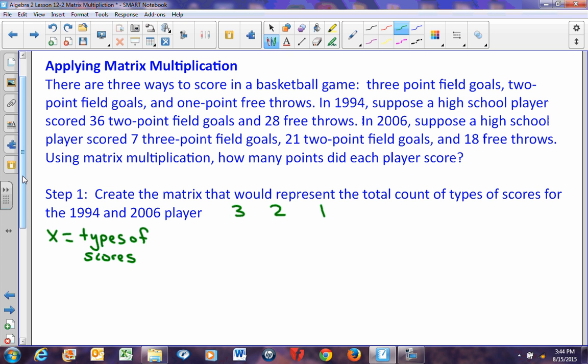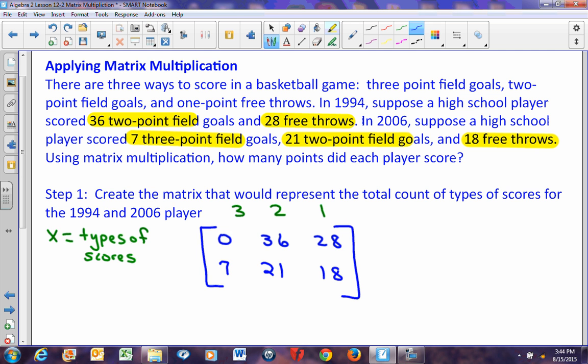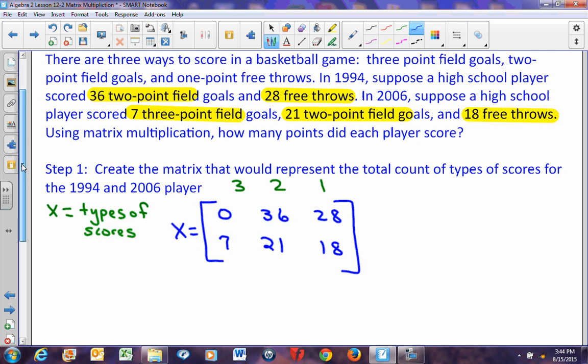Okay, so in 1994 was 36 2-point field goals and 28 free throws, which means he scored no 3-point field goals. So his row would be 0, 36, 28: 0 3-pointers, 36 2-point goals, and 28 1-point free throws. And in 2006, suppose a high school player scored 7 3-pointers, 21 2-pointers, and 18 free throws. So he would be 7, 21, 18. So there's matrix X, and we've done matrix X.